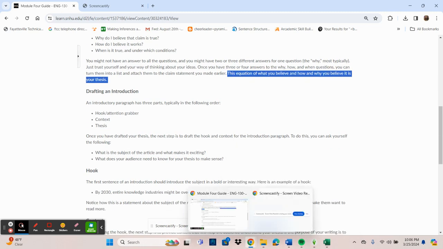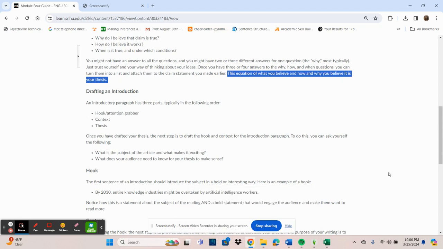And then we have the next part because you have two assignments due in Module 4, drafting an introduction. An introductory paragraph has three parts, typically in this order. You have a hook or an attention grabber, you have context, and you have your thesis. If you notice, even though the thesis is the most important sentence in your introduction, it comes last.